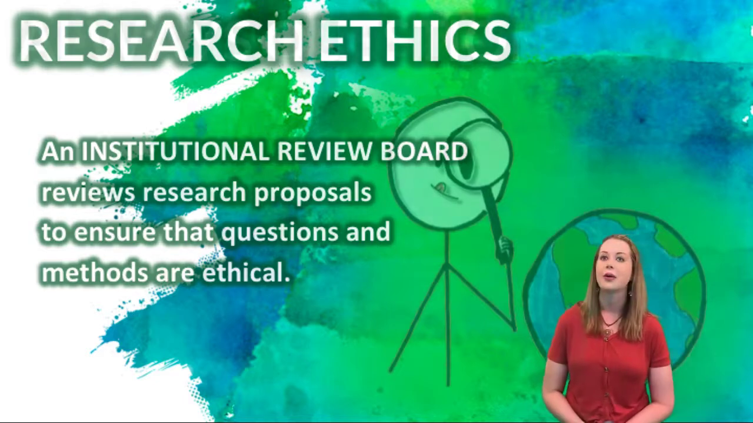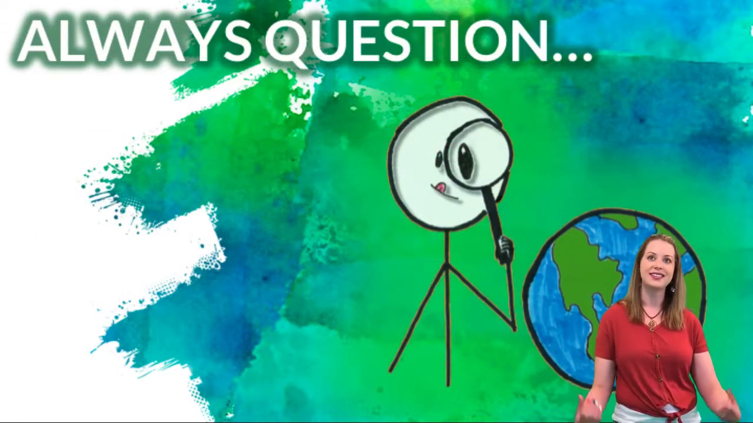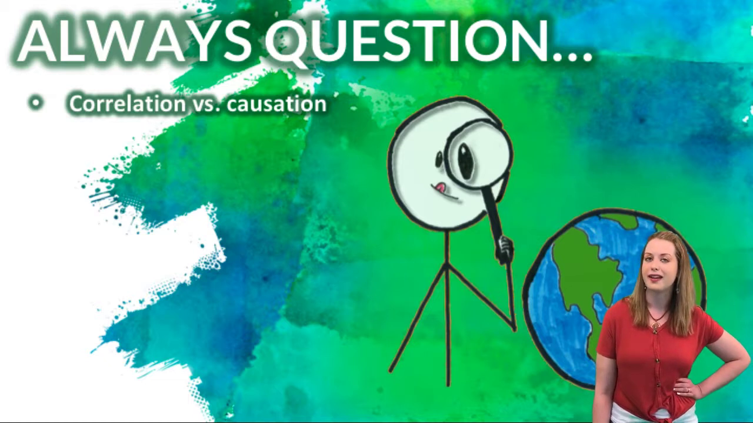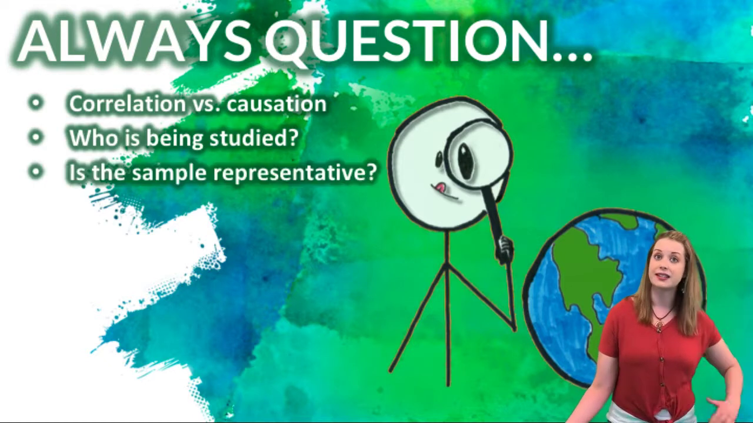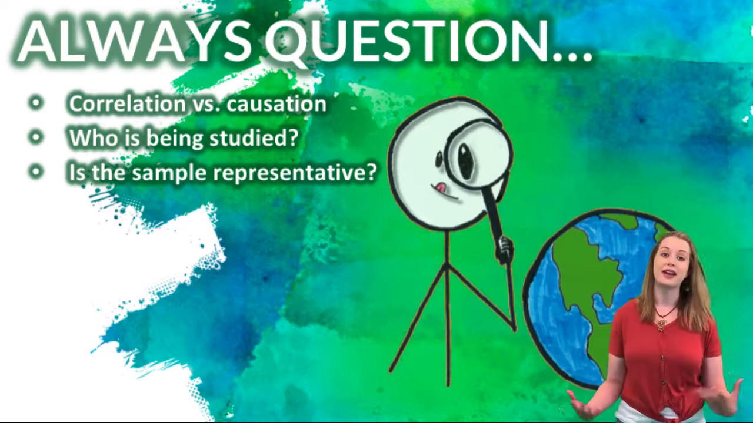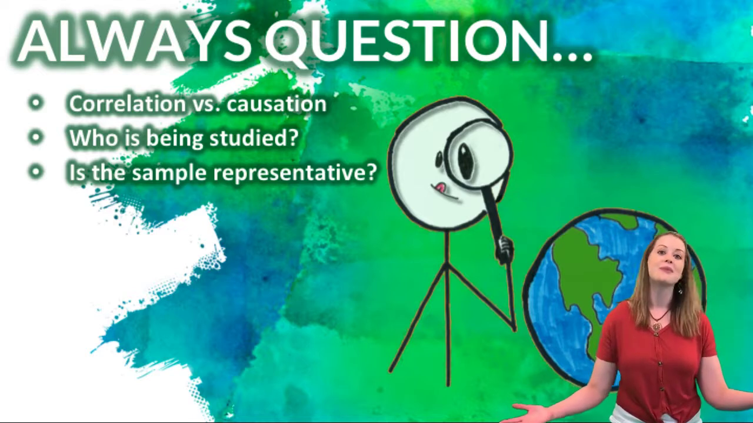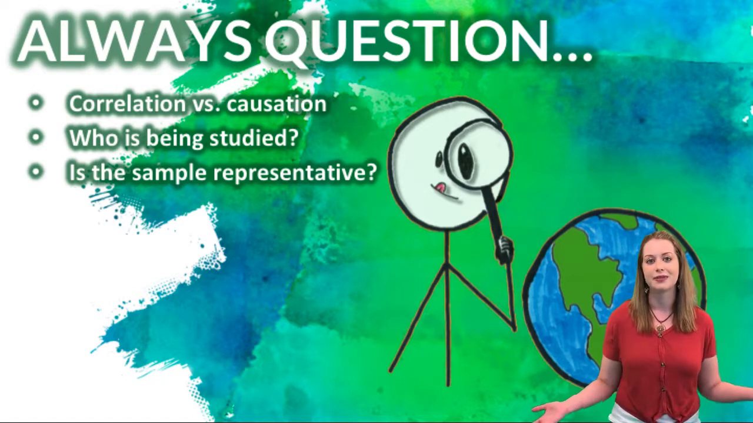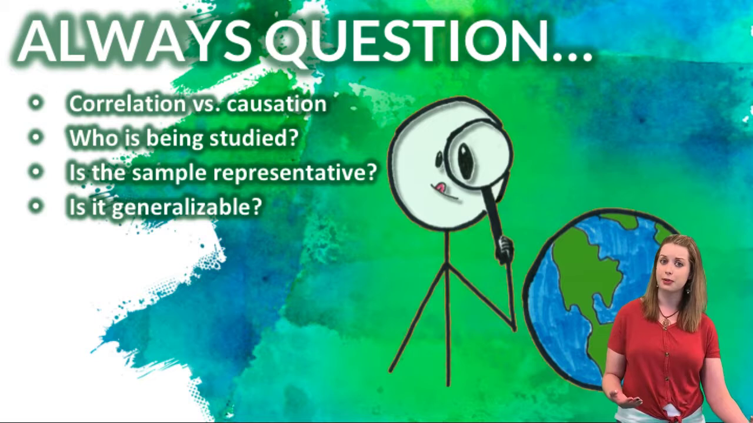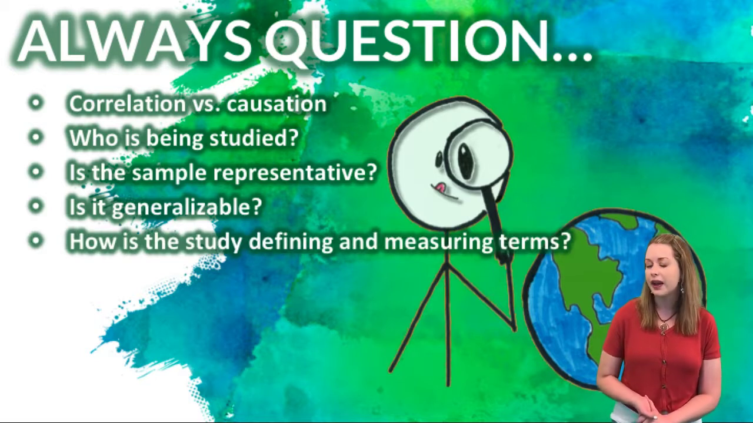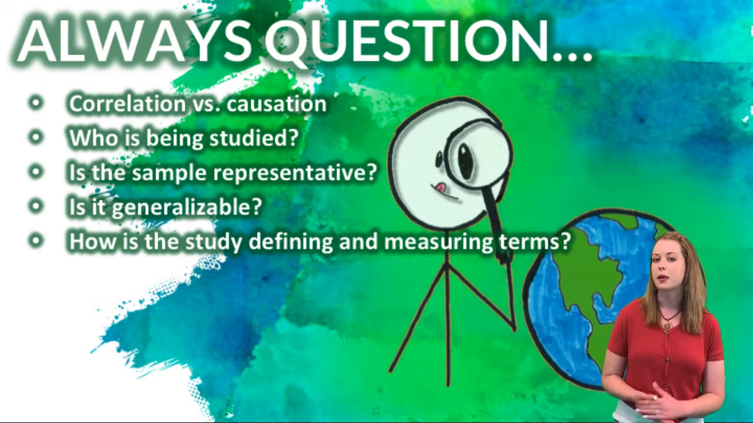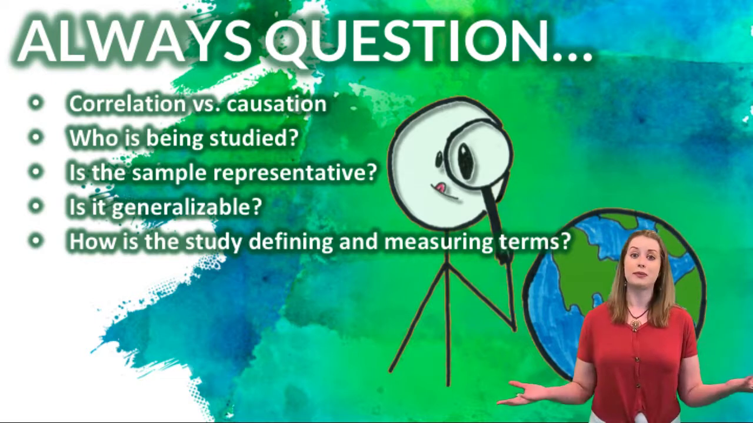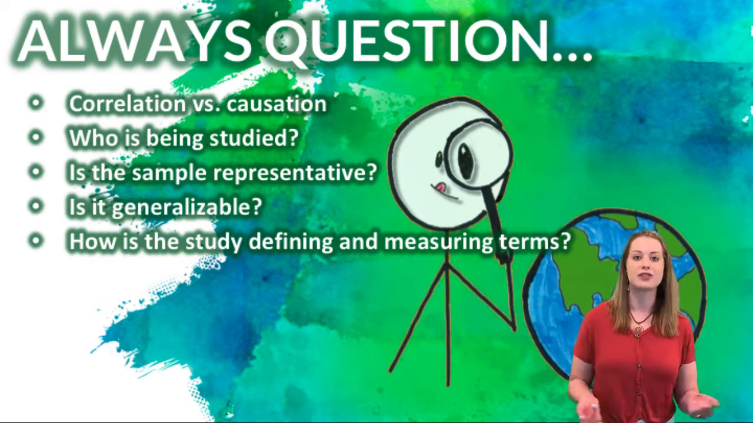Okay, so always question correlation versus causation, and this is when you're looking at studies in the media. Who is being studied? Is the sample representative? So again, if we're interested in all men, but the study only looks at teenage men, then that's not representative of all men. Is it generalizable to the population? How are they defining and measuring terms? This is an important one, especially with fuzzy terms like social class. What does middle class mean? Is there a number or range to that?